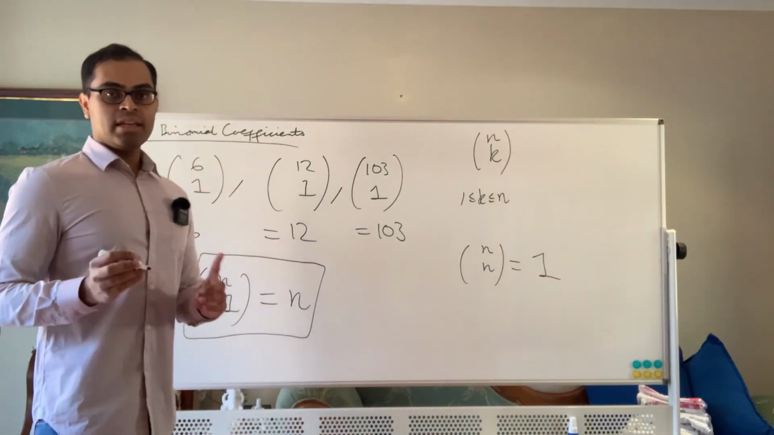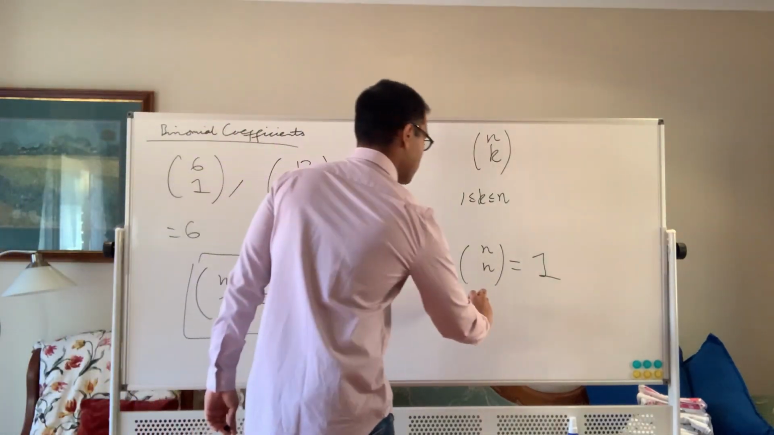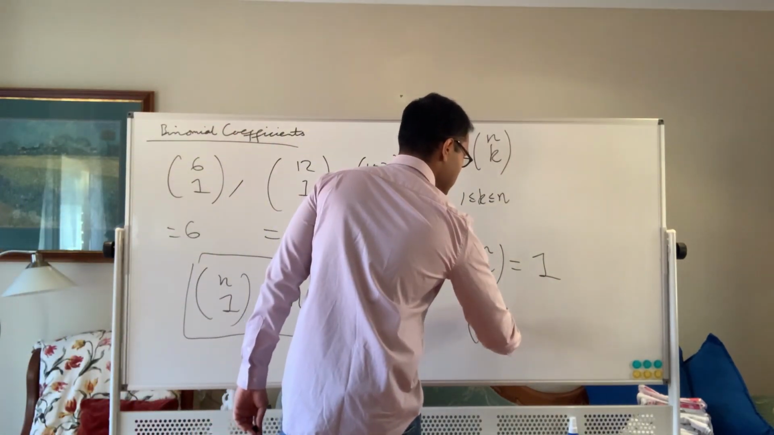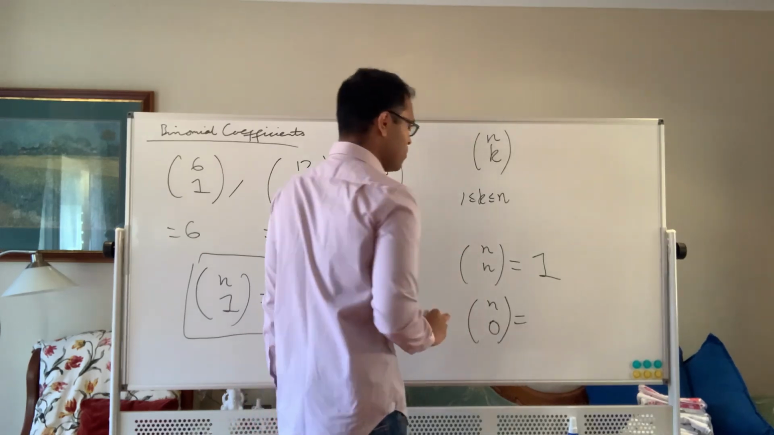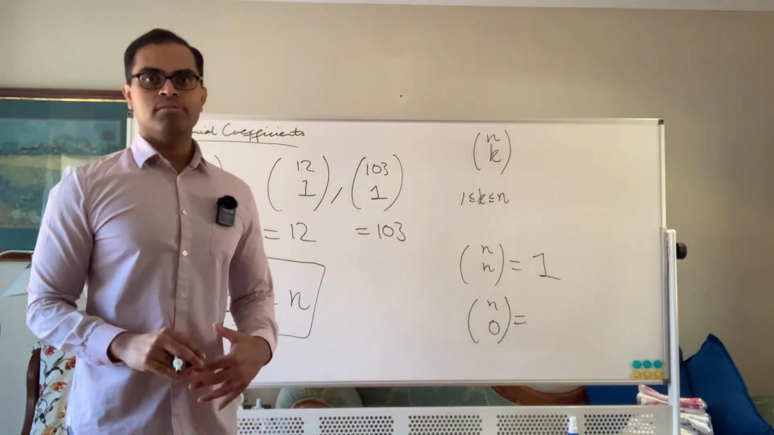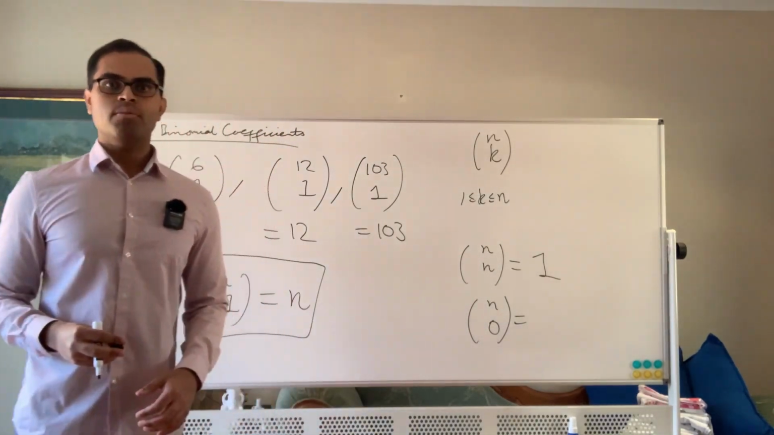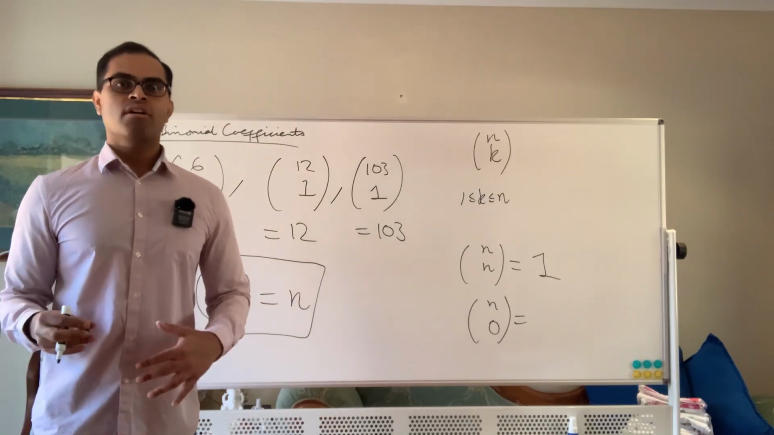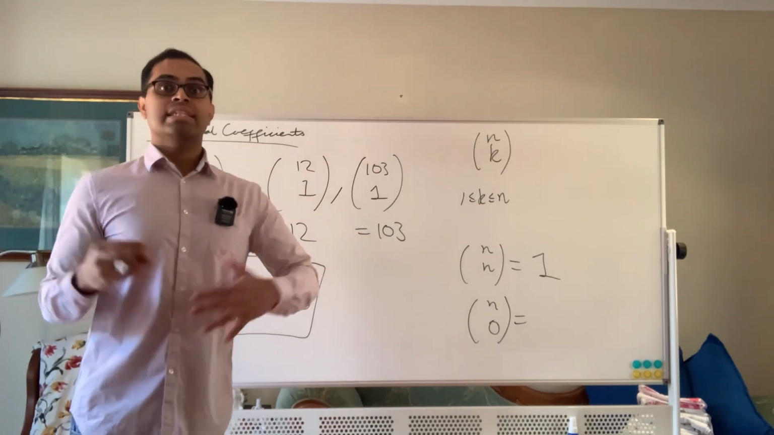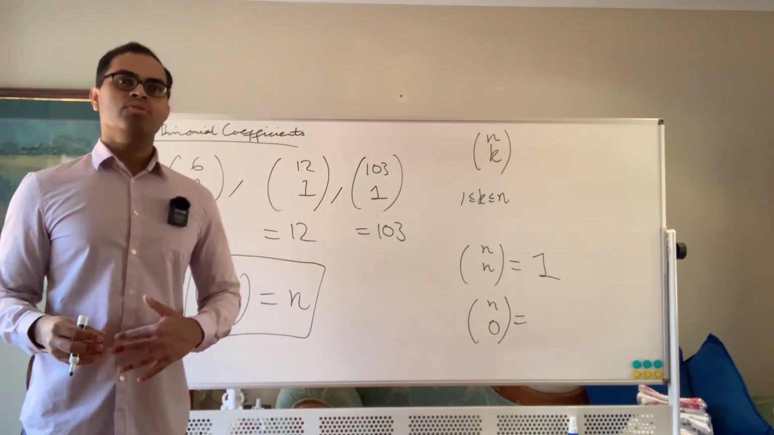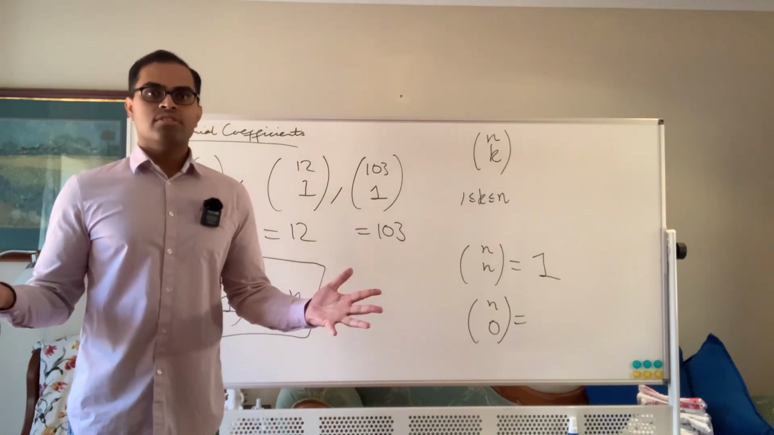Another example of something which we can work out is n choose 0. How many ways are there of choosing 0 people from n people? How many ways are there of choosing 0 letters from n letters? Let's say n is 10 letters. How many ways are there of choosing 0 letters from 10 letters?